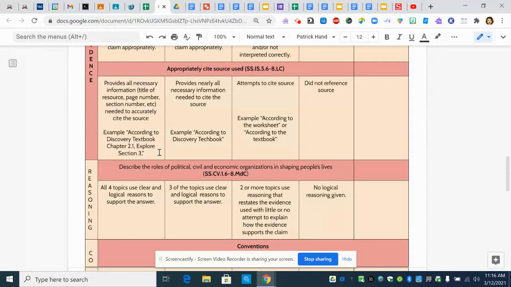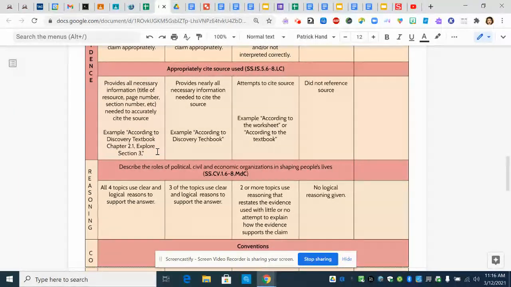If you do not cite your sources, that is considered plagiarism. Plagiarism is when you are using someone else's ideas as your own, and you do not want to do that. So I'm going to show you how to cite or find evidence that effectively supports your claim. It's really great if you provide all the information for your evidence and you cite them appropriately.